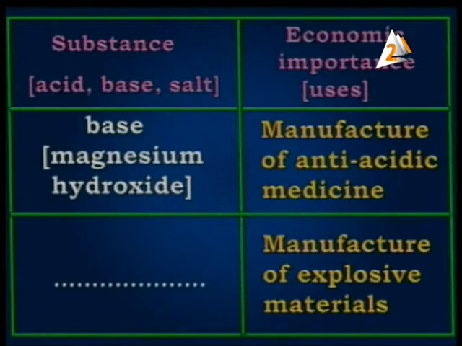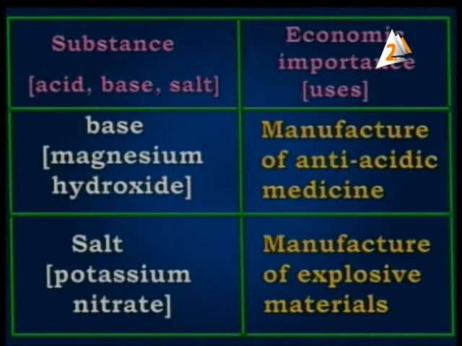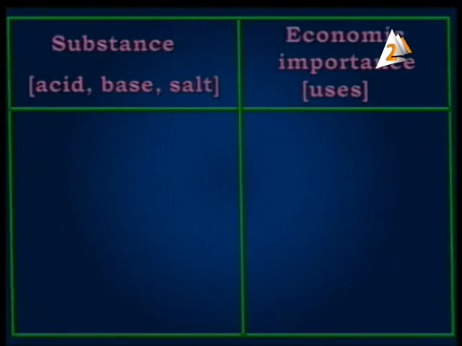So for the manufacture of explosive material or fertilizers, we have a substance here called potassium nitrate. It is a salt. So this is a salt, potassium nitrate. It is very important for making explosive material and fertilizers. Let's go to see another part of this table.